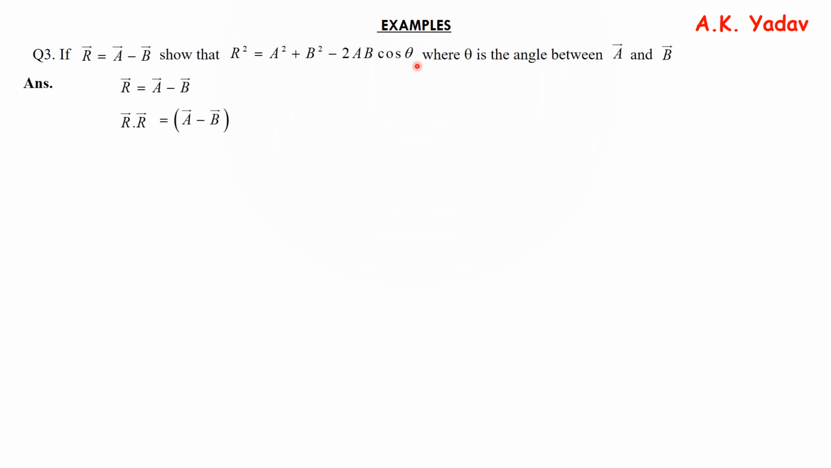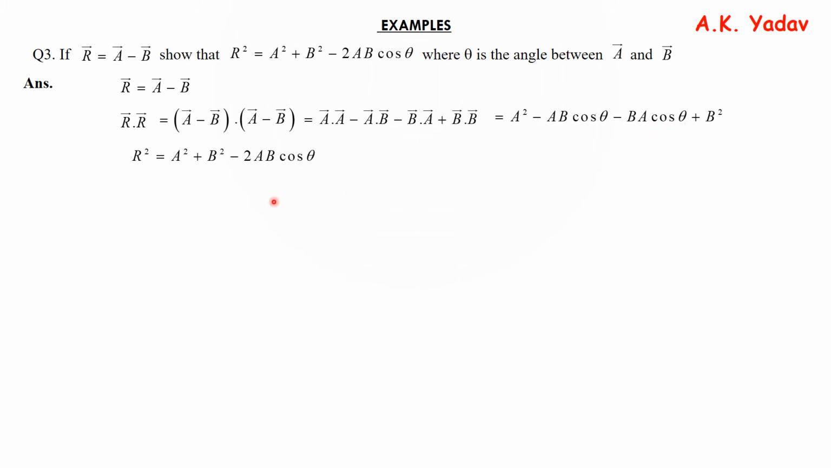What about r dot r? It is a minus b dot a minus b, which can be written as a dot a minus a dot b minus b dot a plus b dot b. That is a square minus ab cos theta minus ba cos theta plus b square. So we can write r square is equal to a square plus b square minus 2ab cos theta, which was the required thing which we have to prove.